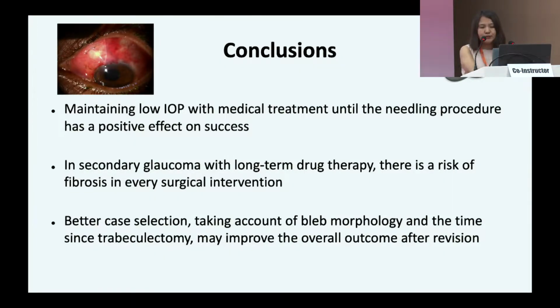I would like to conclude by saying that maintaining intraocular pressure low with medical management until the needling procedure has a positive effect on success. In case of a secondary glaucoma, patients who are on chronic medications, there's a risk of fibrosis with every surgical intervention, and a better case selection, taking into account the morphology of the bleb and the timing, since primary trabeculectomy may improve the overall outcome after revision.